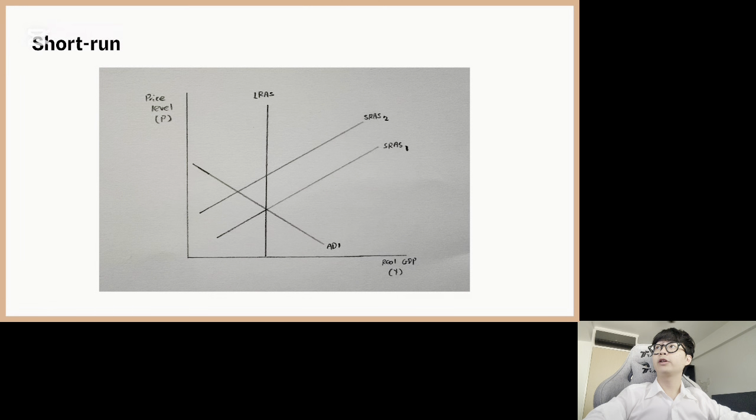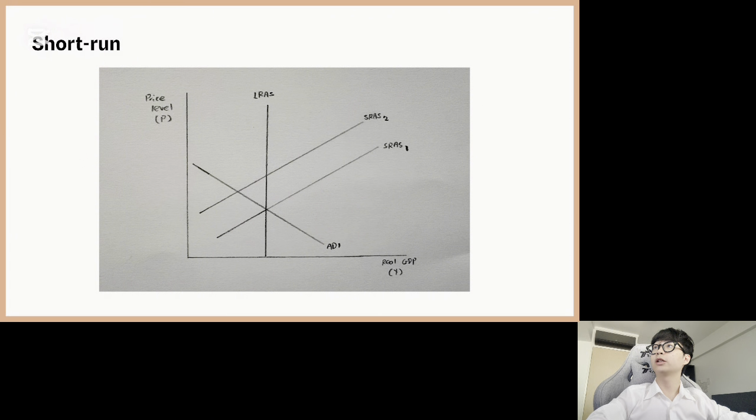The short-run aggregate supply curve is an upward sloping curve showing the positive relationship between the aggregate price level and the total quantity of goods and services firms are willing to supply. It is called short-run because it assumes certain input prices like nominal wages are sticky or fixed.